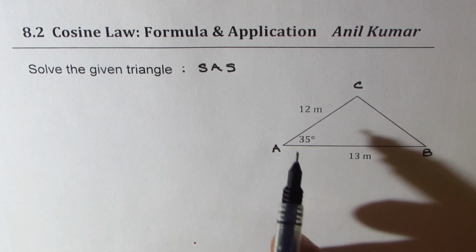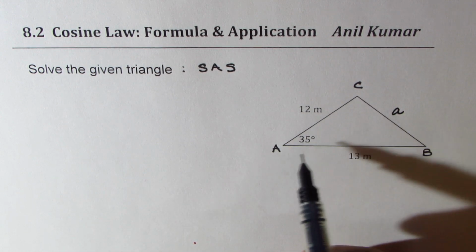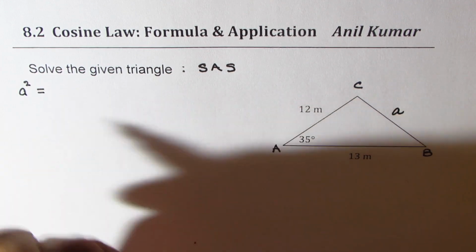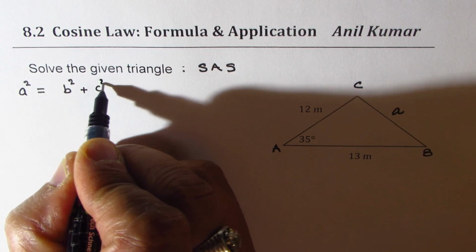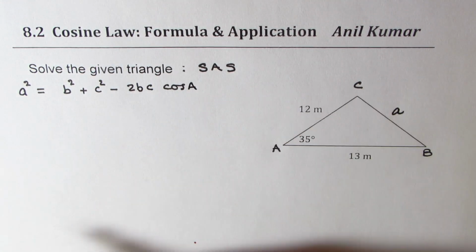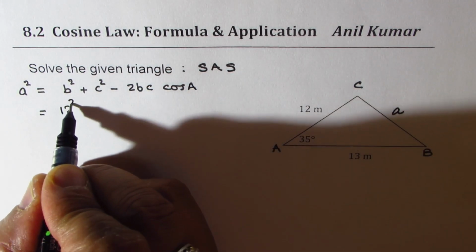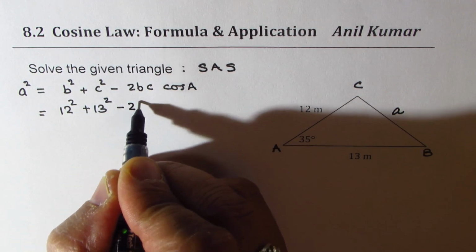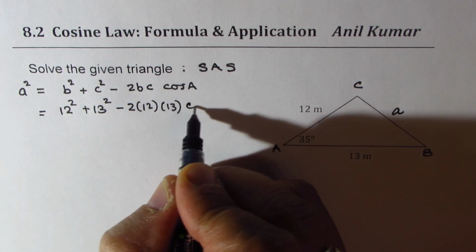Now using cosine law, we can find the side lowercase a, which is opposite to A. The formula is a square is equal to b square plus c square minus 2bc cos of A. So substituting the values, b is 12: 12 square plus 13 square minus 2 times 12 times 13 times cos of 35.